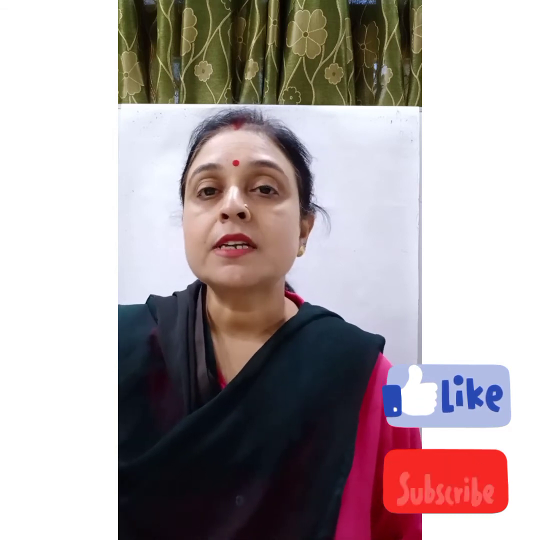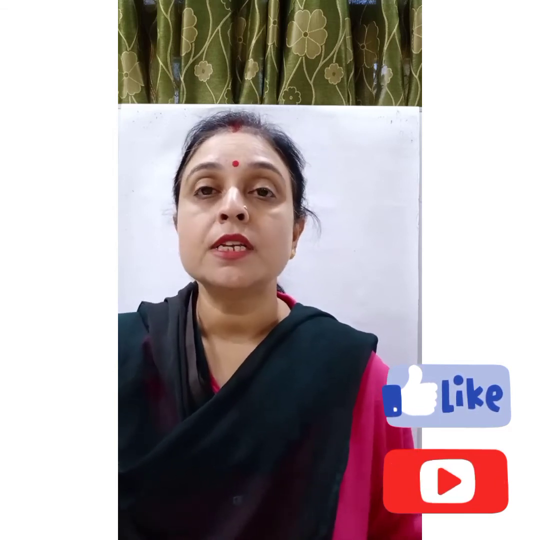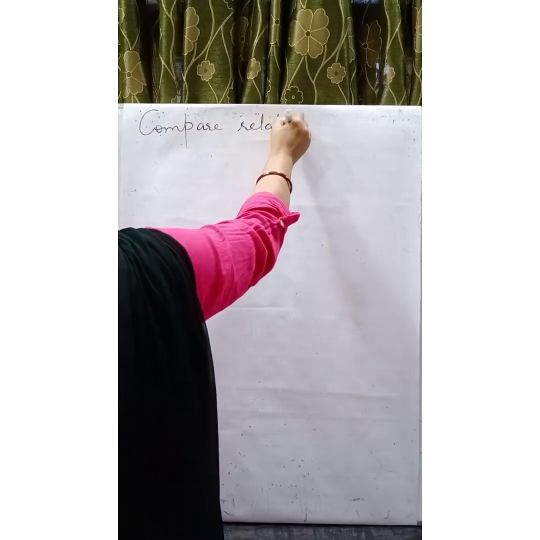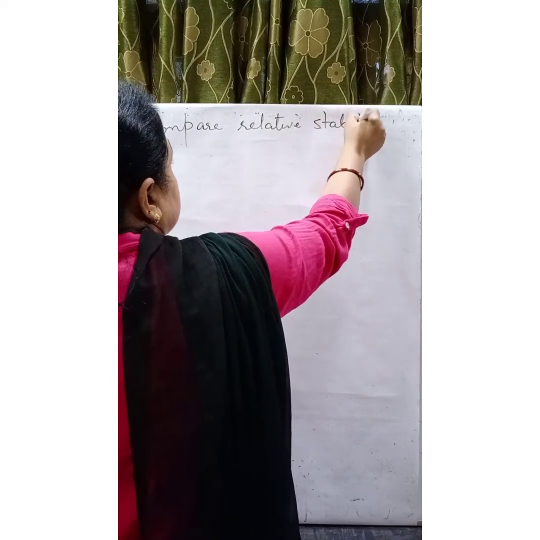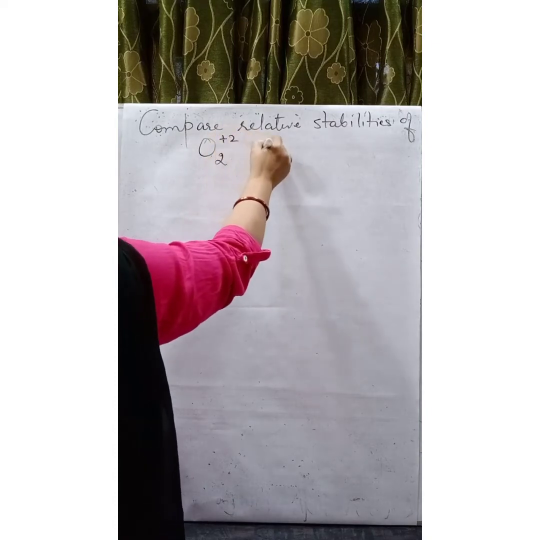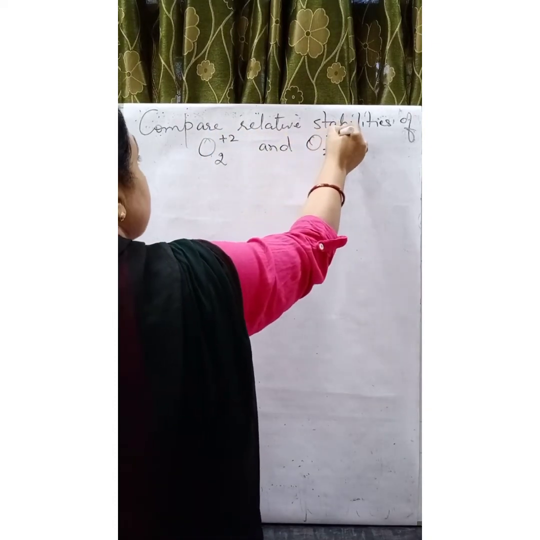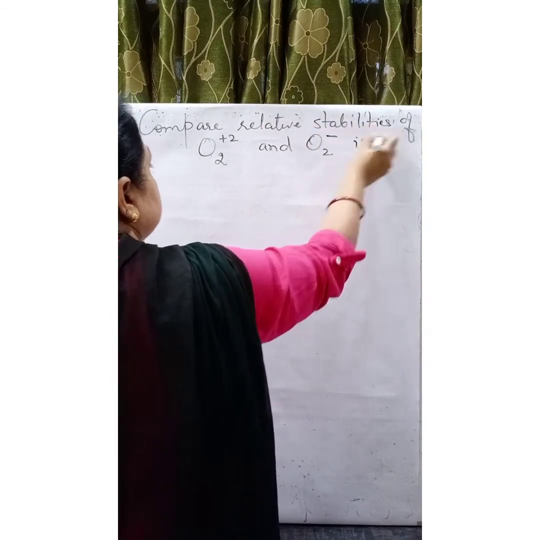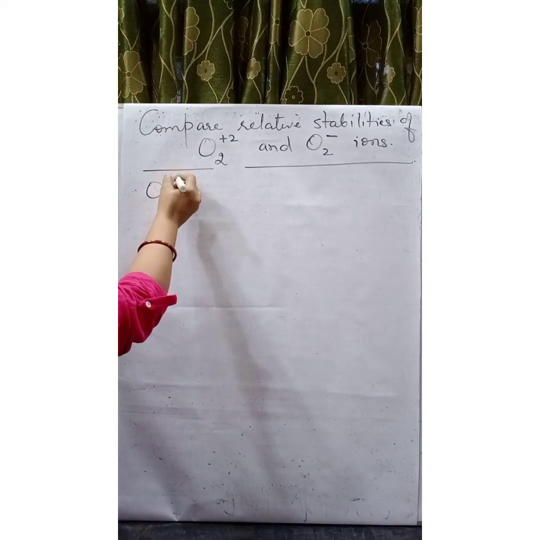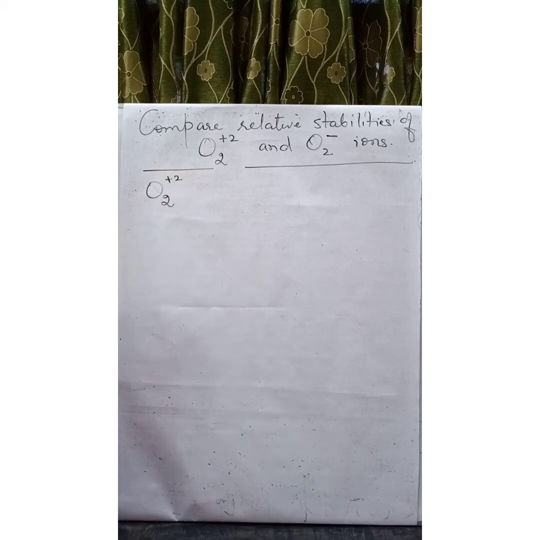In this video, we will study and compare the relative stabilities of homonuclear diatomic molecular ions. Let us see. If we need to compare relative stabilities of O2 plus 2 and O2 minus ions, one by one, first of all, we have to find out their bond order.